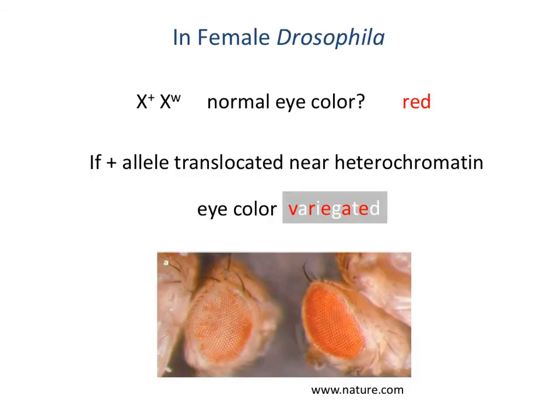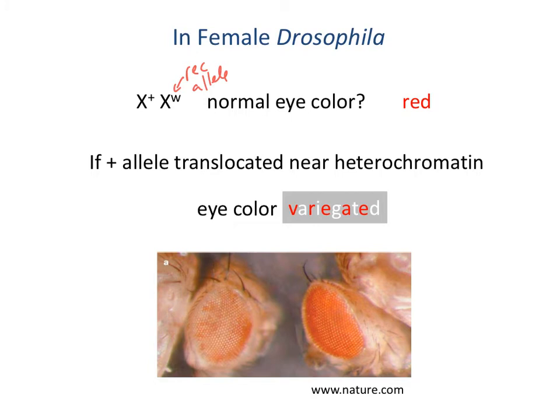So this is an example of position effect. This is an individual, that's a fly. This is an individual heterozygous for a wild type and the white. The white eye, in this case, is a recessive allele. And their normal eye color would then be red, right? Because you have one wild type allele, one recessive white allele, so this should be red.